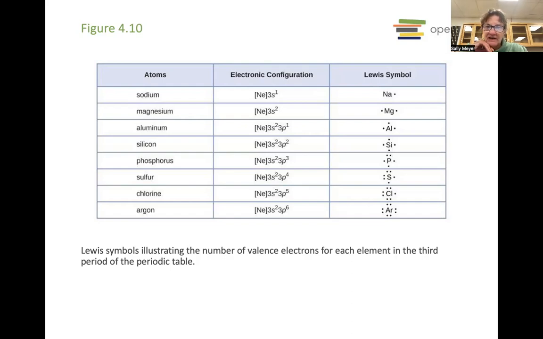Same thing as you go down. Each and every atom as you go down has more valence electrons, so we have more dots. So essentially, you're representing which electrons will take part in bonding, because those inner shell electrons aren't important for bonding. So Lewis symbols illustrate the number of valence electrons for each element, and this is just for the third period. You could do this for any period.